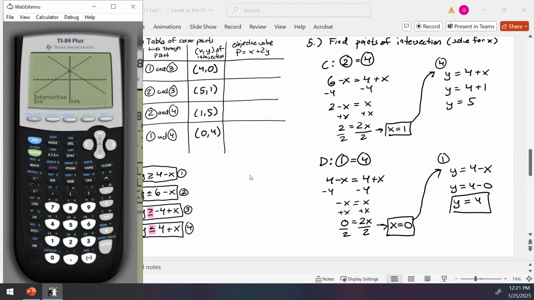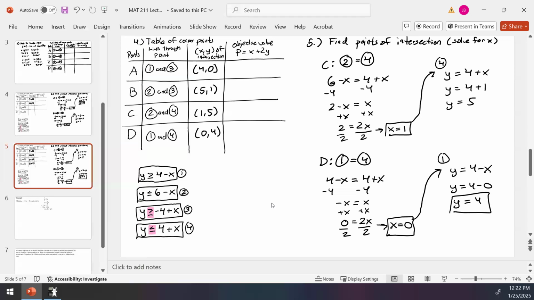Now, you can always use this, but make sure that you read the directions, and if they say you must show your algebra, then show your algebra and use this to check your answers. But if you don't show algebra, sometimes you can get no points, or they'll take off points for not showing work. So make sure that you pay attention to that.